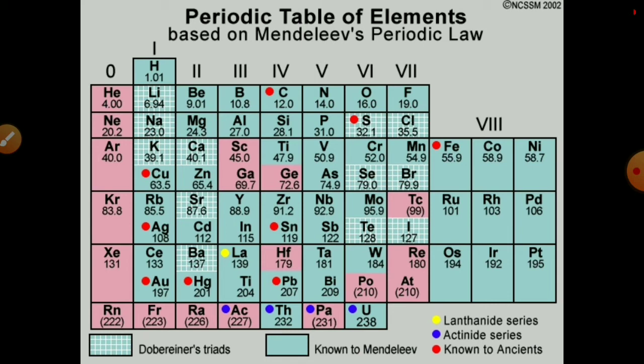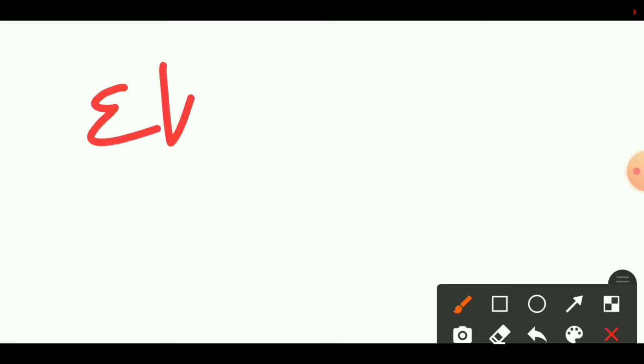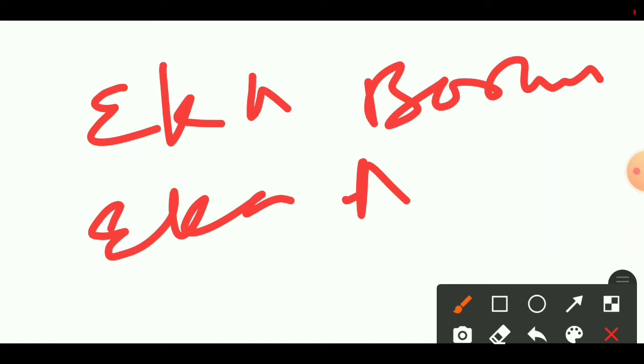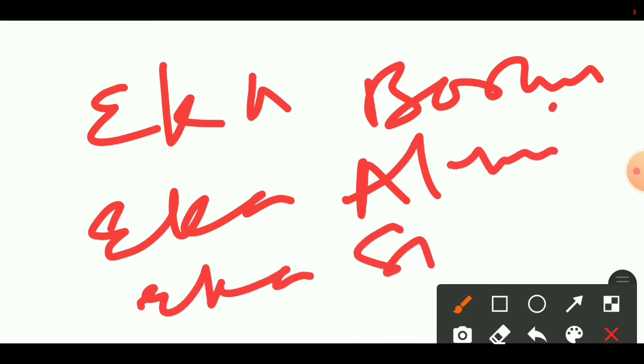Eka-boron, eka-aluminium, eka-silicon. What is that? First one is eka-boron. Next one, eka-aluminium. Third one, eka-silicon. We have to keep in mind: eka-boron, eka-aluminium, eka-silicon.